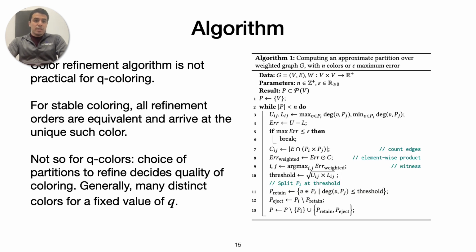The catch, however, is the algorithm is more difficult now because the stable coloring has a nice property that any refinement order, all refinement orders are equivalent because it doesn't matter which color you choose to refine first. This is not the case for quasi-stable colorings. The order in which you partition makes a big difference to the quality of the coloring. This is because there's many distinct options to color for any fixed value of Q. So we develop an algorithm, you can see it in the paper.